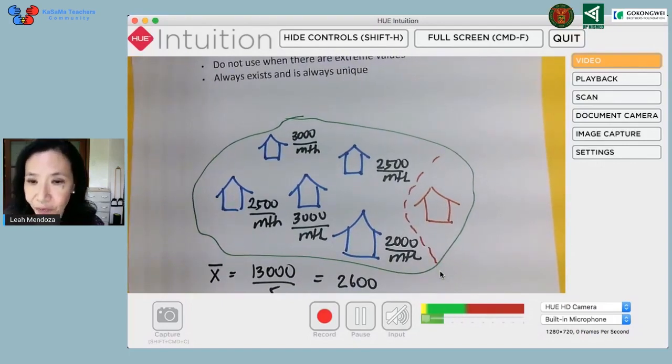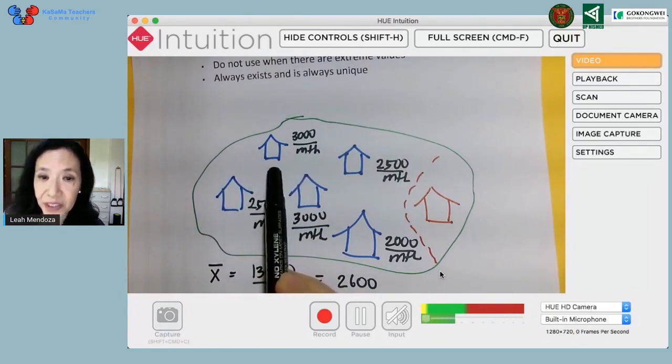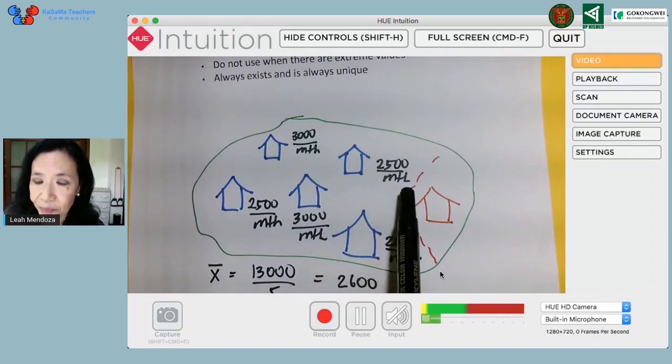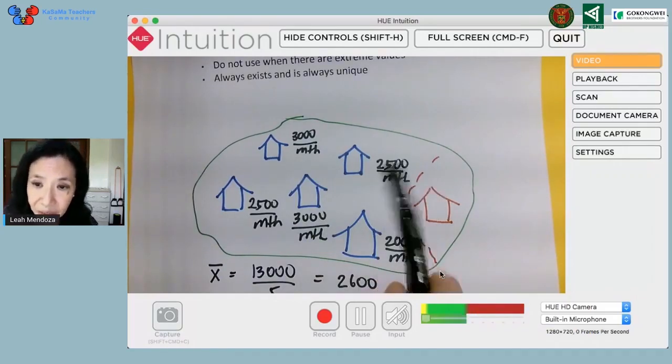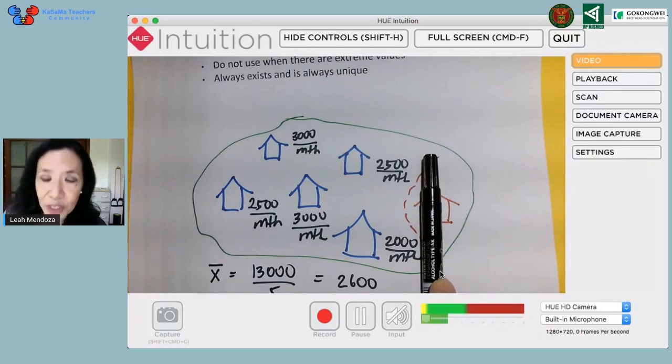In this fishing village, there are 5 houses, and these are the monthly incomes of these 5 houses. So this house here earns 3,000 a month. This earns 2,000. Don't mind this red house first. So in this fishing village, you see these 5 houses, and the figures below the houses are what the households earn a month.